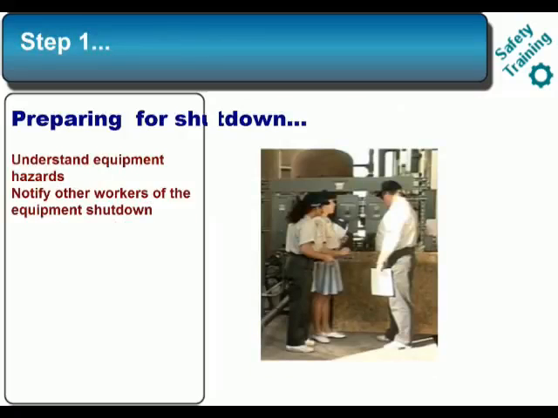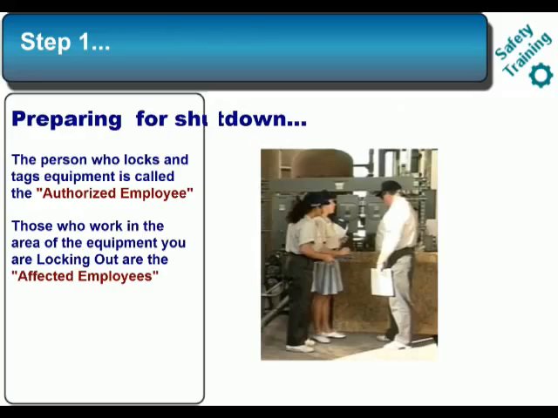Preparing for shutdown includes understanding the equipment hazards and notifying other workers of the equipment shutdown. The person who locks and tags equipment is called the authorized employee. Those who work in the area of the equipment you are locking out are the affected employees.